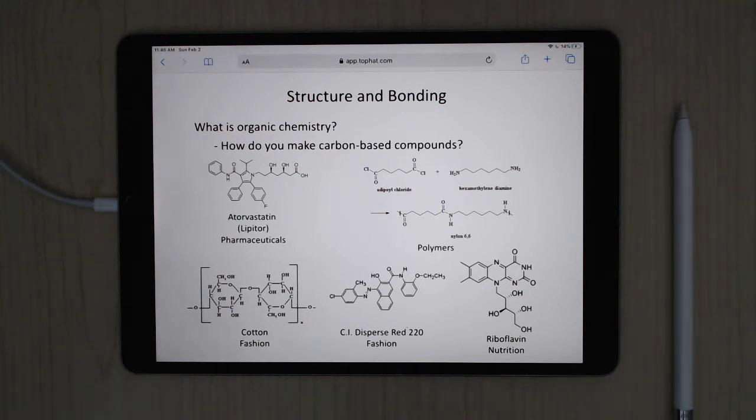So the slides may look different than what you see, or the figures, or whatever, in the textbook, but the material is basically the same. So to start off with, what we really want to talk about is what is organic chemistry.